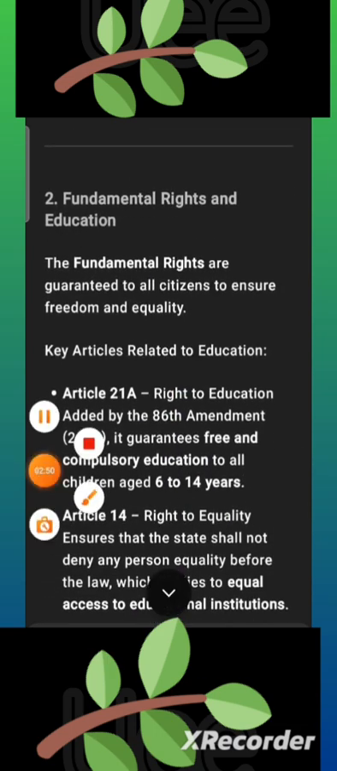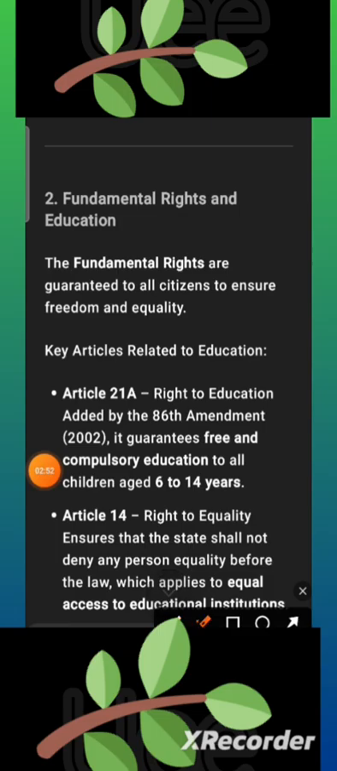Fundamental rights and education. The fundamental rights are the most important rights guaranteed to all citizens. They are enforced by the courts, meaning if a person's right is denied, they can go to court. Key rights that impact education.